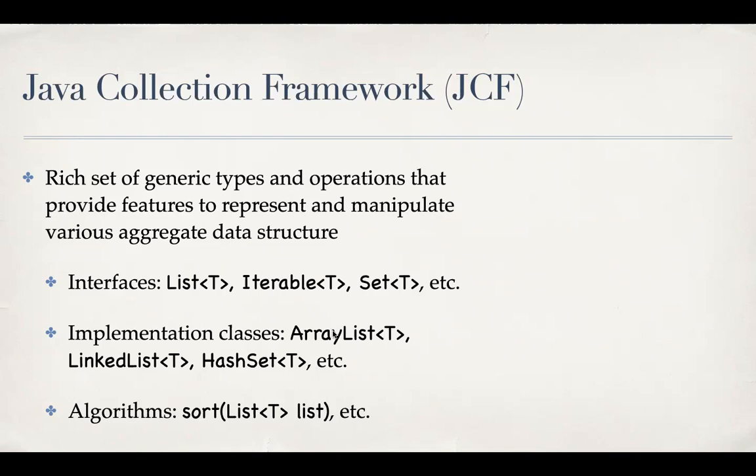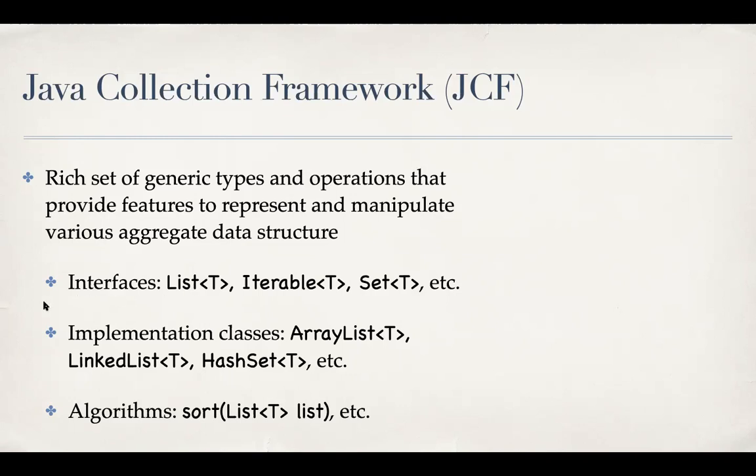For example, you have array lists and linked list for the list. You have hash set, tree set for the sets, and so on. And then you have algorithms like sort, which takes one of these collections and sorts the list based on how the T compares its objects.